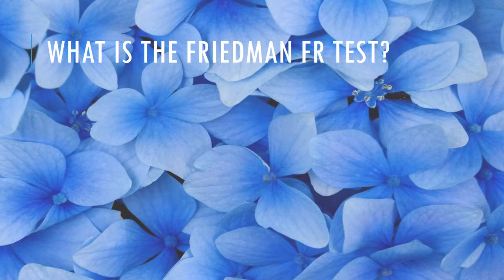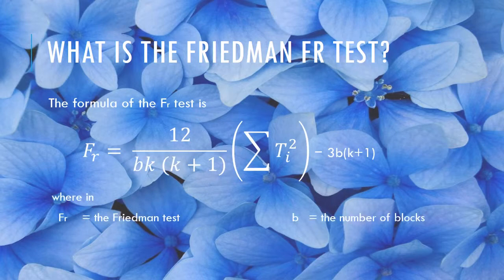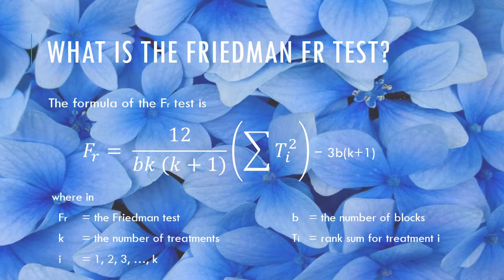So for the formula, we have the Friedman test is equal to 12 divided by the number of blocks times the number of treatments times the quantity of the number of treatments plus 1, times the summation of the squares of the rank sum for all the treatments, minus 3 times the number of blocks times the quantity of the number of treatments plus 1.